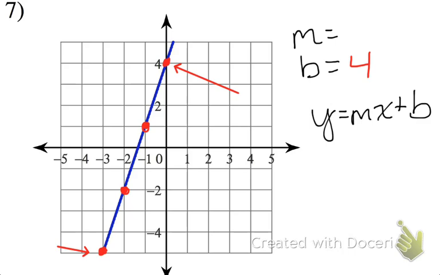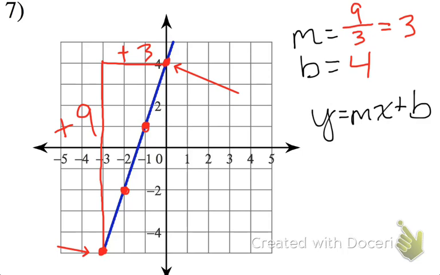I need to go up. So 1, 2, 3, 4, 5, 6, 7, 8, 9. Positive 9. And to the right, 1, 2, 3. Positive 3. We end up with a rise of positive 9, that's 9, a run of positive 3, that's 3. 9 over 3 simplifies to 3 over 1, which is just 3.